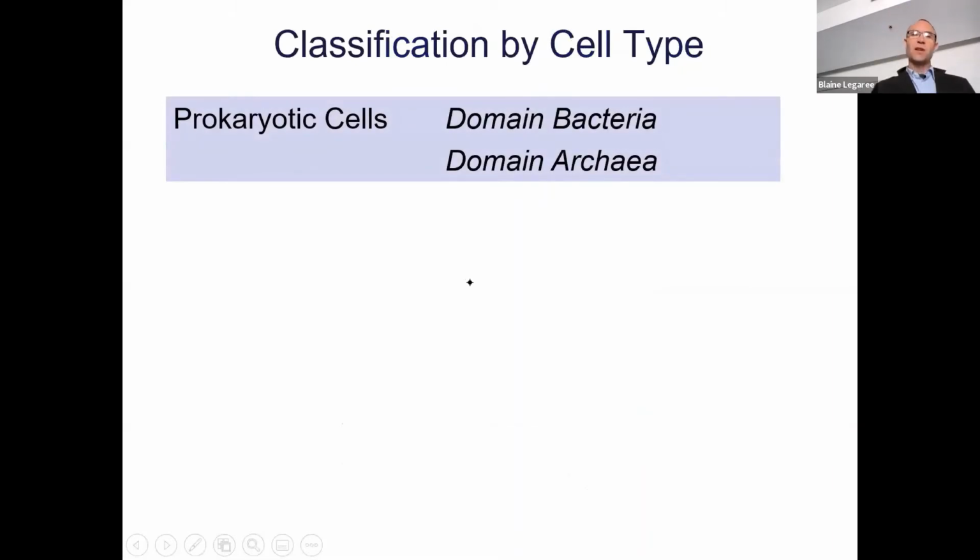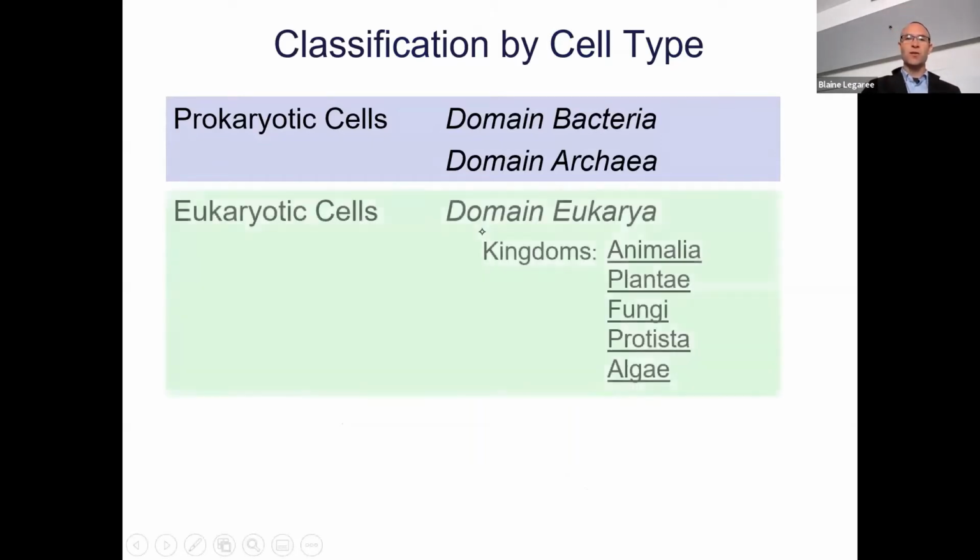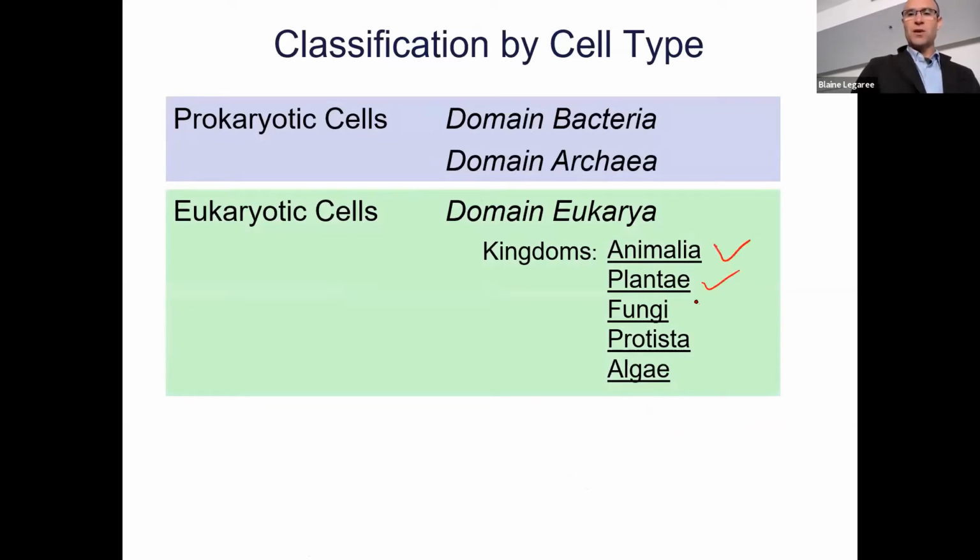So we can classify cells. This is what I want to talk about now, about classification of organisms. We can classify cells by cell type. We have the prokaryotes, which includes two domains, and we have the eukaryotes, which includes one domain and many kingdoms. You're probably familiar with animals and plants and fungi. Sometimes we talk about the protists, and sometimes we talk about the algae. Sometimes people group them together.